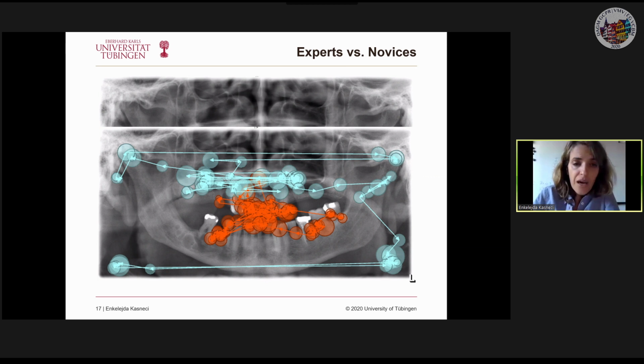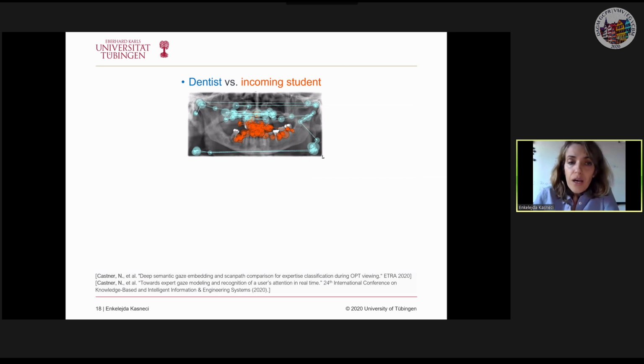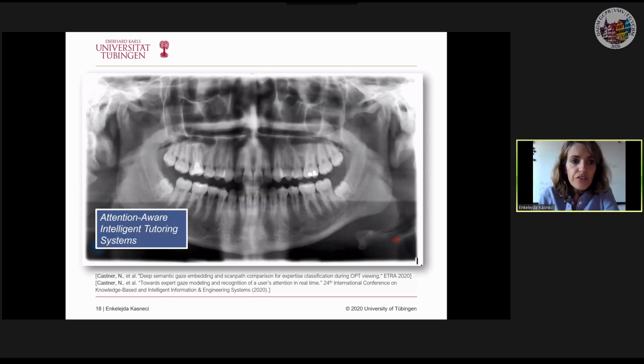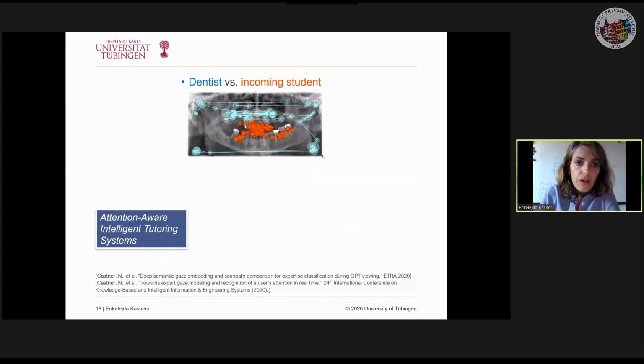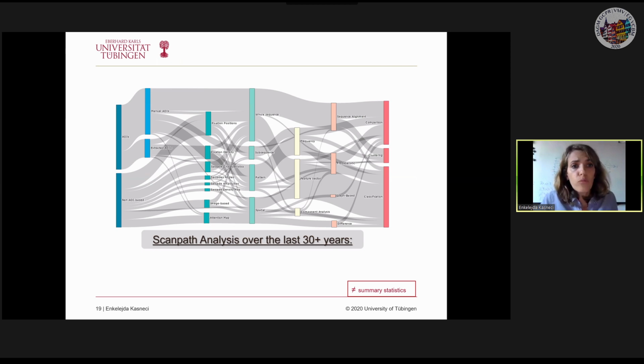So given that the scan paths are so different, it would be nice to have some kind of scan path models, to incorporate that knowledge in intelligent tutoring systems, so as to have something like an attention-aware tutoring system, which is able to guide the attention of a learner or of a student towards interesting areas or anomalies on those images. So the big question is, how can we analyze those scan paths in an automated way and in the most efficient way?